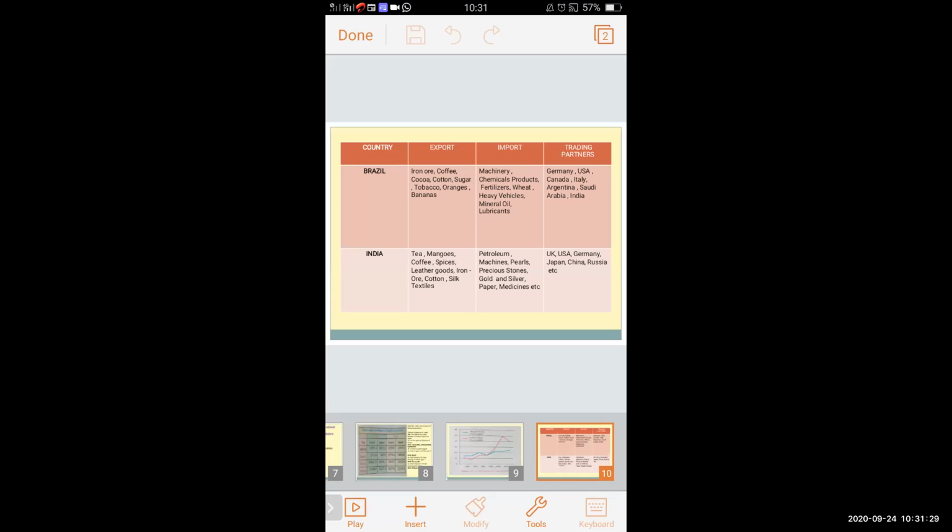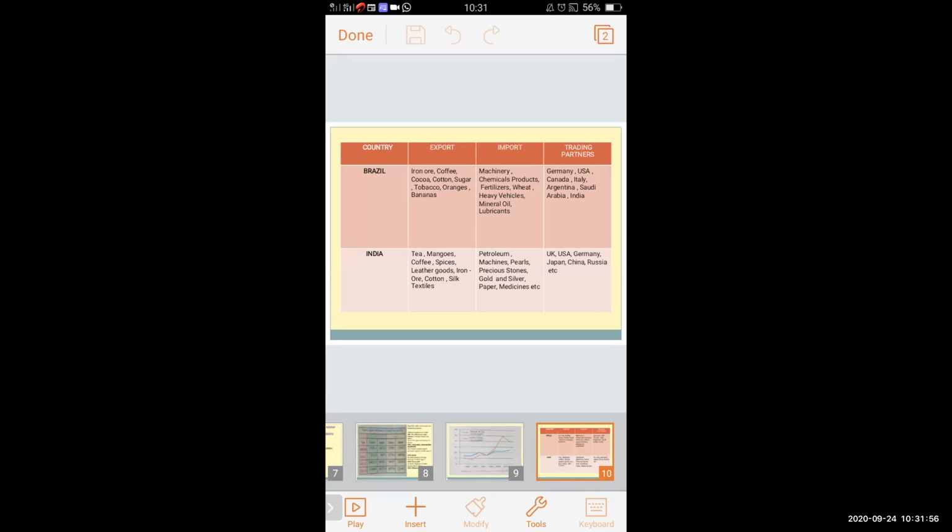In India, we can see there is export of tea, mangoes, coffees, spices, leather goods, iron ore, cotton, silk, and textile. And there is import of petroleum, machines, pearls, precious stones, gold and silver, paper, medicine, etc. And trading partners are UK, USA, Germany, Japan, China, Russia, etc.